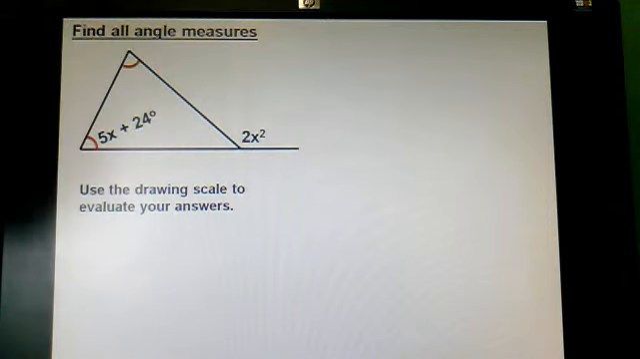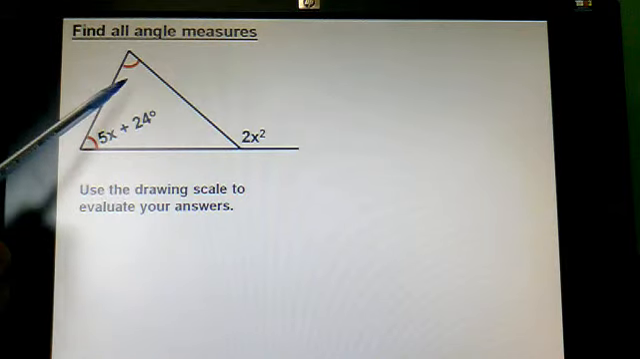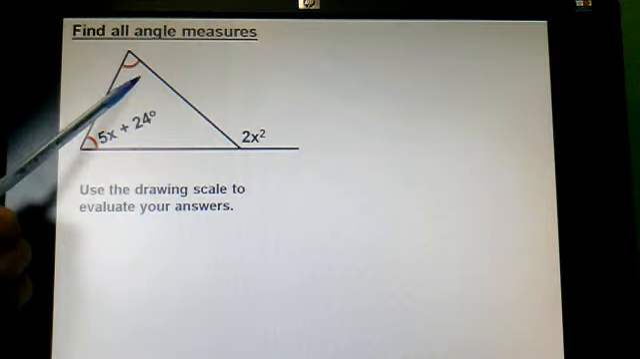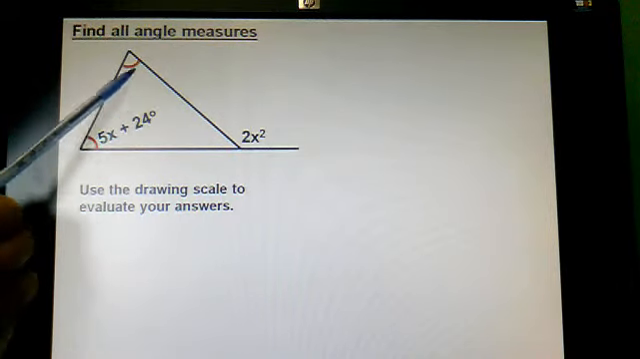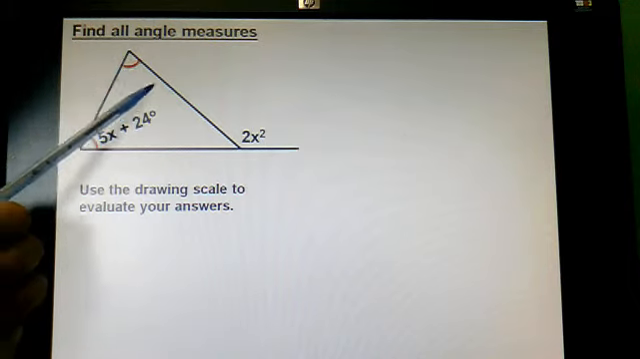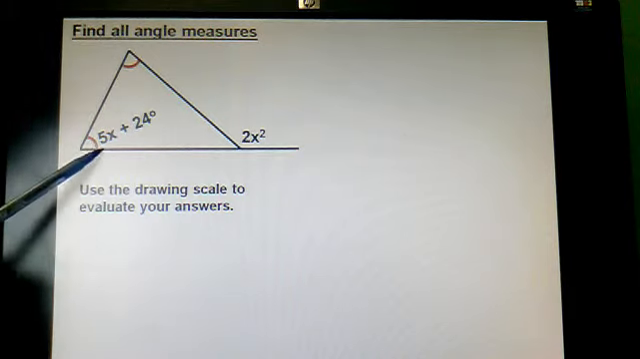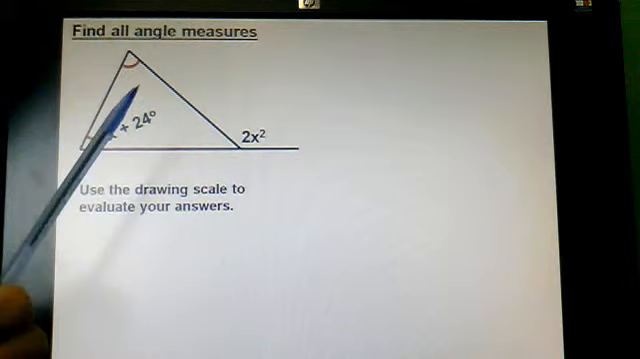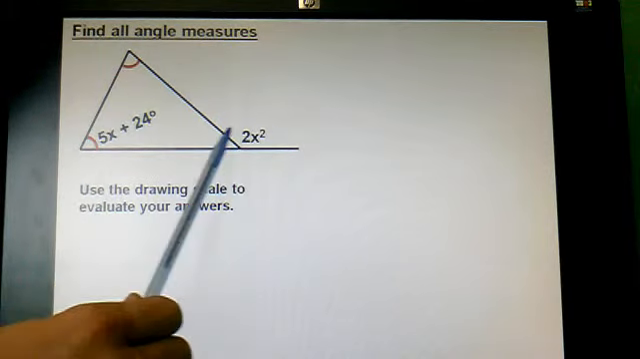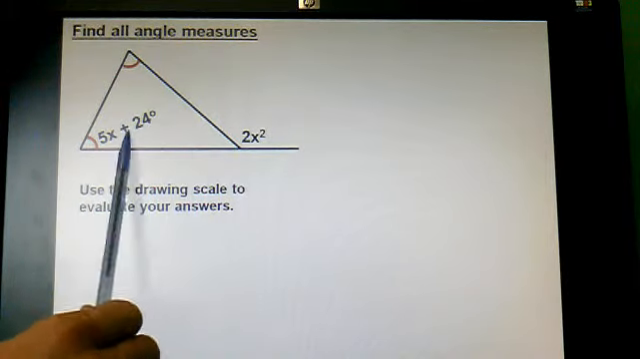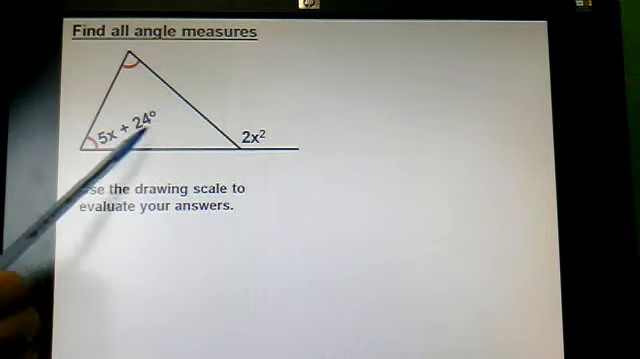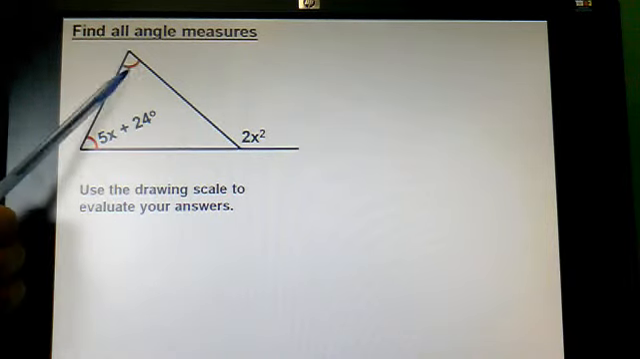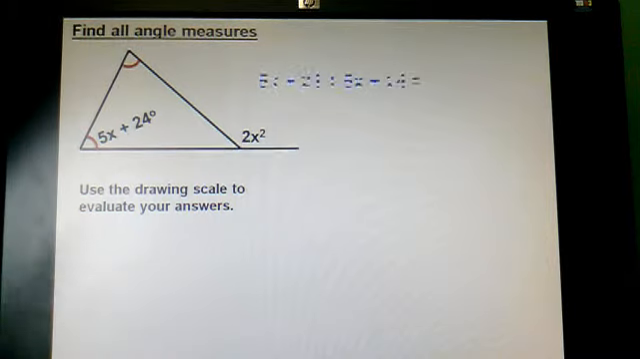So just to talk about a couple of mistakes I saw. I saw one person in the other class call this x and say, well, x is equal to 5x plus 24. Well, this is not actually x. This is actually 5x plus 24 because these are supposed to be equal. Saw somebody also say 5x plus 24 equals 2x squared, saying these angles are equal. They're definitely not equal. However, this exterior angle is equal to this one plus that one. So there's hopefully your equation.